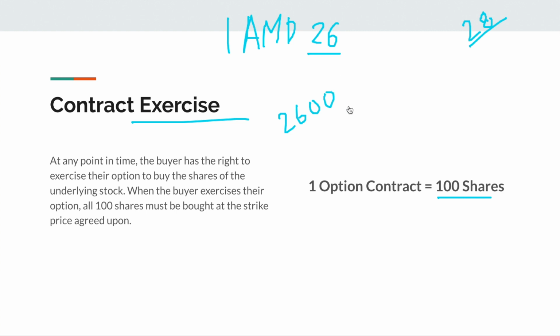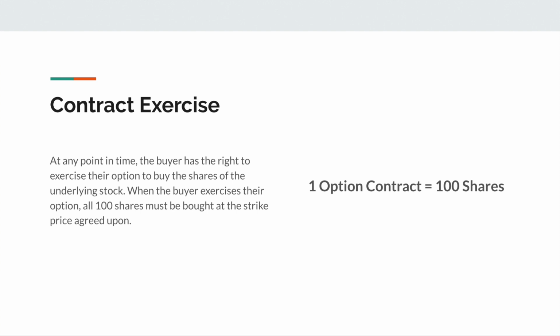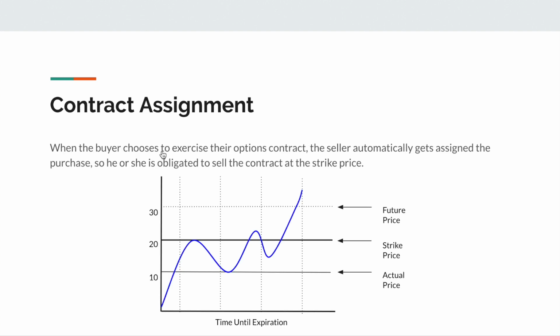Now, if AMD was trading at $25, obviously it wouldn't make sense to exercise this contract option because you can simply go and buy 100 shares of AMD at 25 in the market rather than having to exercise your option. So if this is one side, if you are exercising the contract option as a buyer, what's happening to the seller? So the seller, on the other hand, gets assigned the contract. So he's not exercising the contract. The buyer exercises and the seller gets assigned randomly.